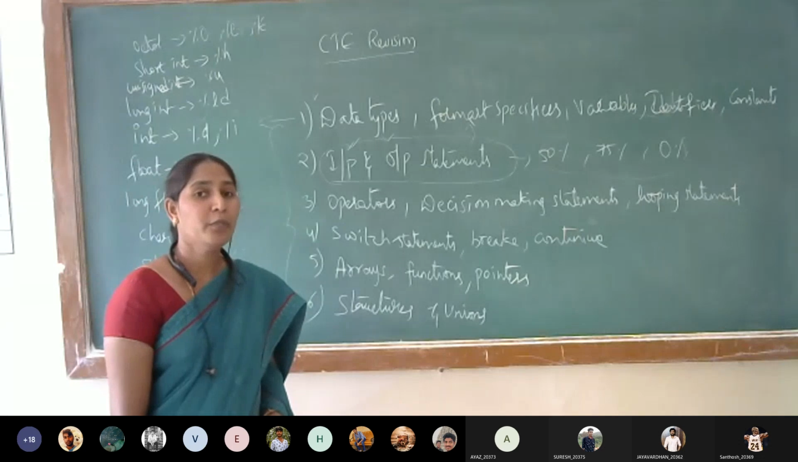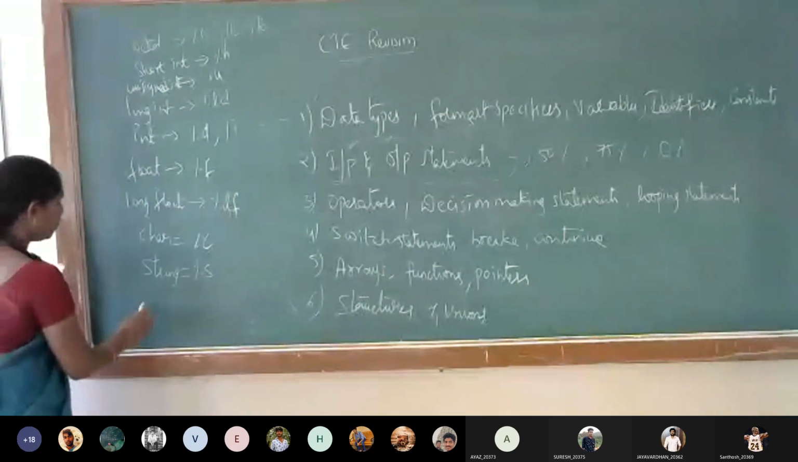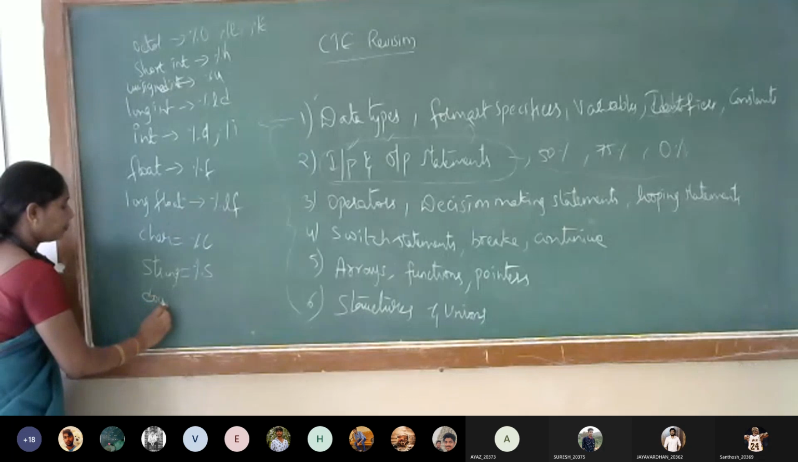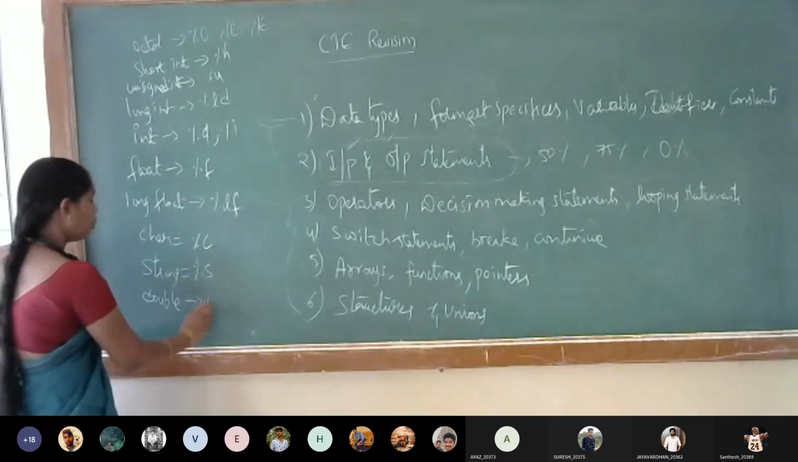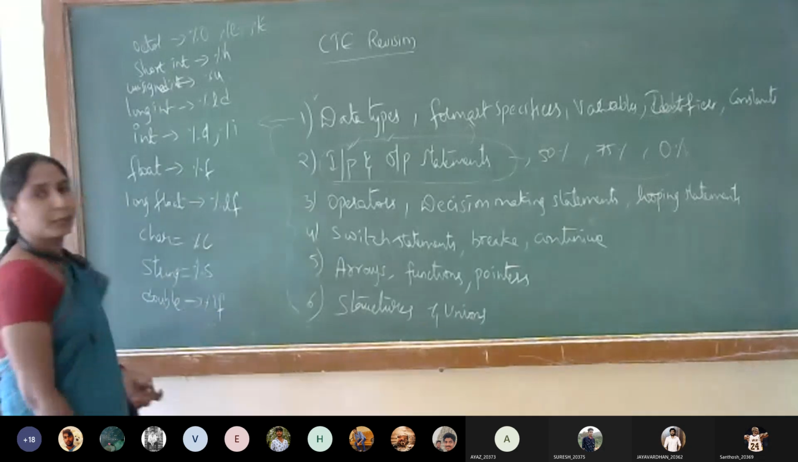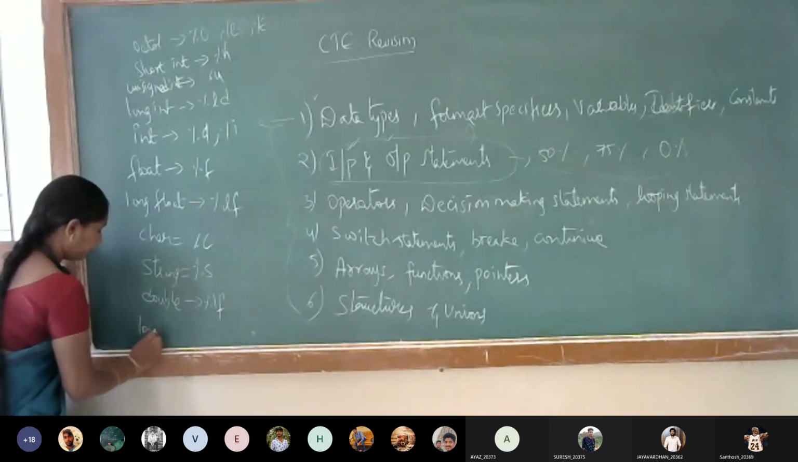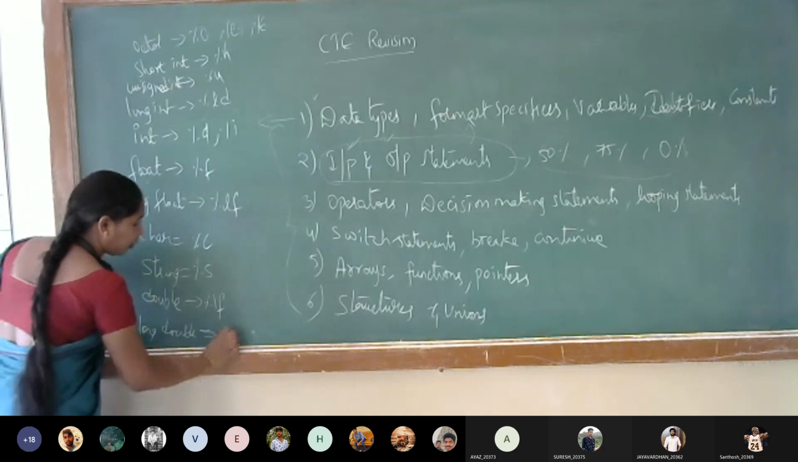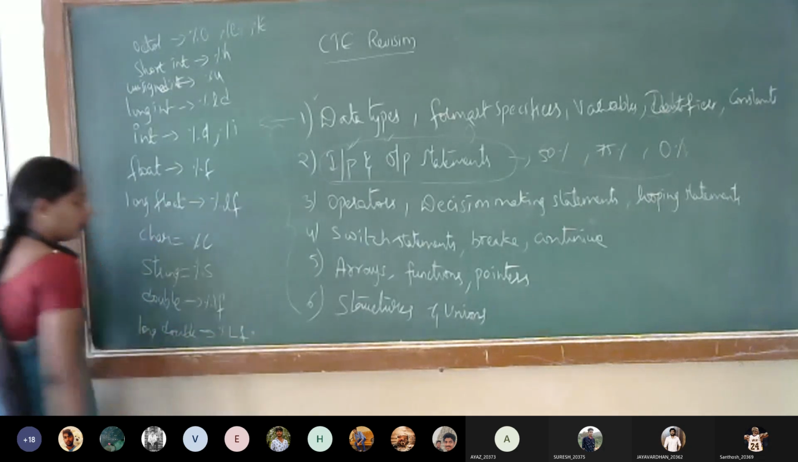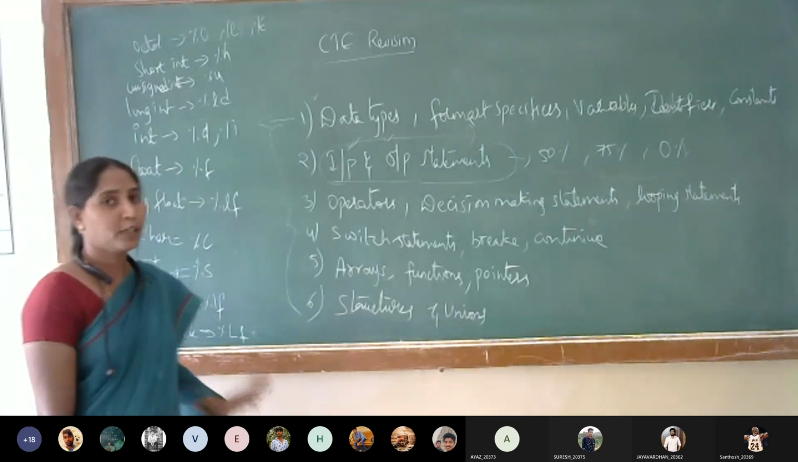If I am using double instead of float, I'll use %lf. If I'm specifying a long double variable, I'll use capital %Lf. So these are the format specifiers.